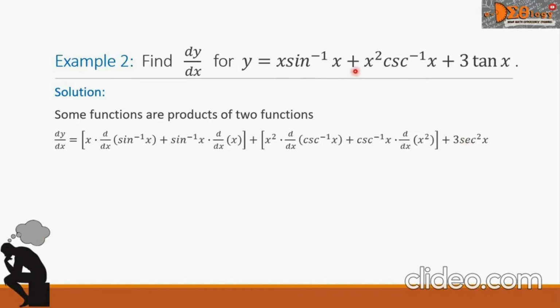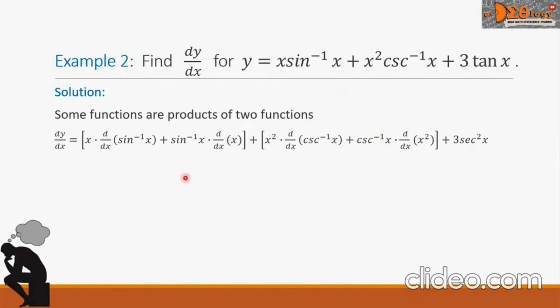For this function, the derivative now is we take the x times the derivative of the second function, plus we copy the second function times the derivative of the first function, then plus the derivative of this function is we copy the x squared times the derivative of the second function here, plus we copy that second function times the derivative of the first function, then plus the derivative of 3 tangent x is now 3 secant squared x.